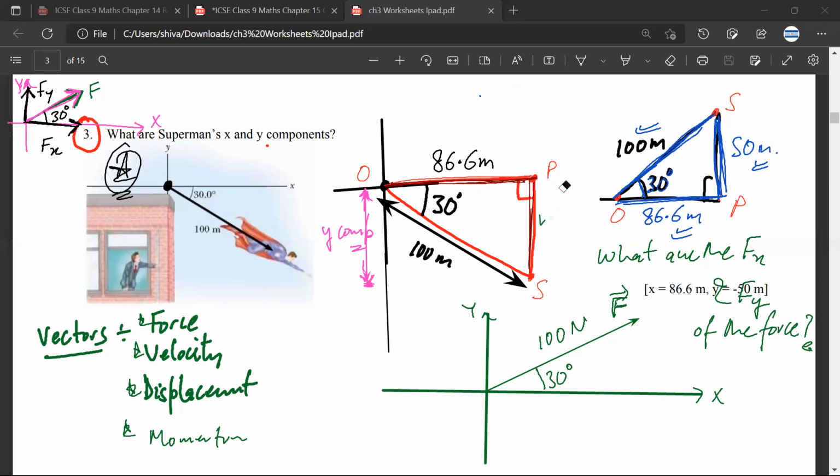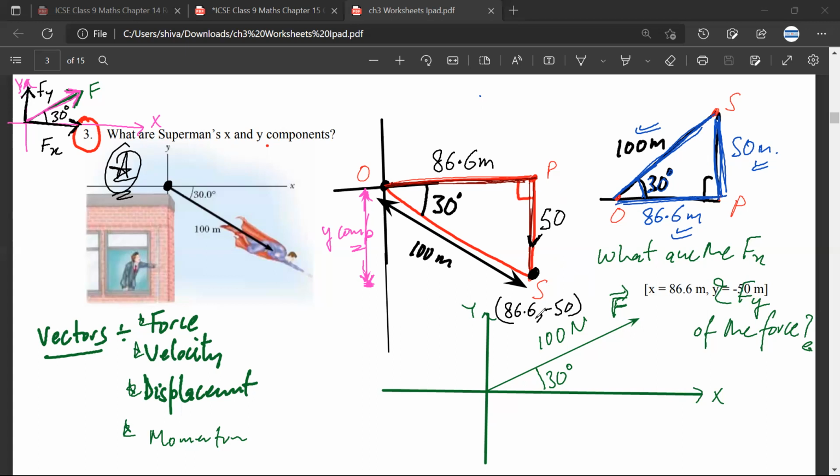But the issue is that this 50 meter would be facing downwards. Is it making sense? Yes, sir. So this is where Superman is. Now Superman component in terms of x and y axis will become 86.6 comma minus 50. Is it making sense?